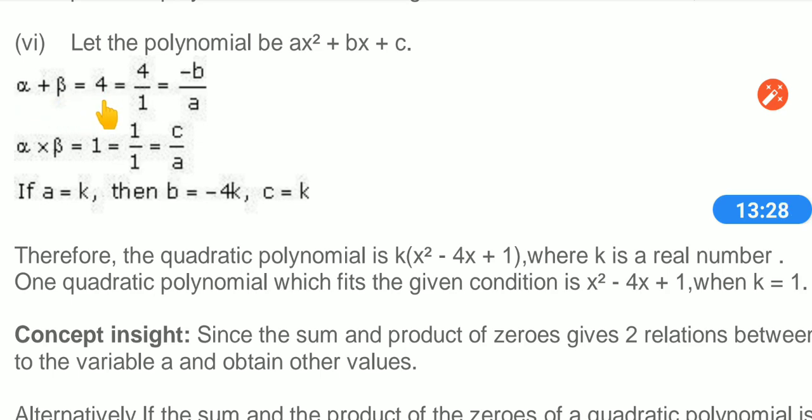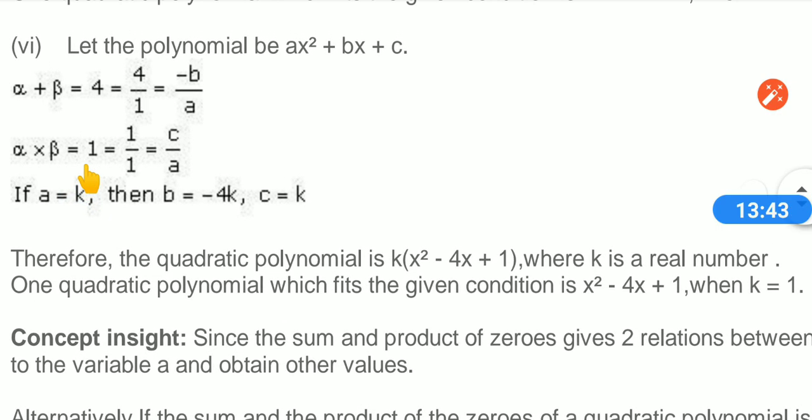4. In the place of 4 you can write 4 by 1. But you know alpha plus beta is how much? Minus b by a. Product of zeros means alpha into beta. How much given, children? 1. So in the place of 1 you can write 1 by 1. Alpha into beta means how much? c by a. In the place of a you are having 1. A means multiple of 1, means 1 into k means k.